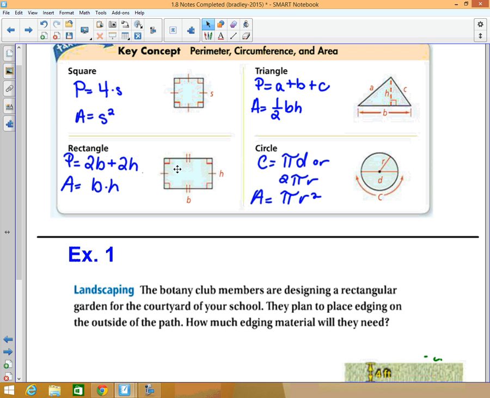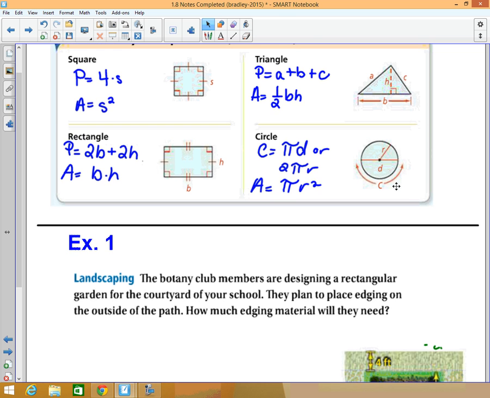For the rectangle, again, 4 sides, 4 right angles, but not 4 congruent sides. So for the perimeter, we can either add up base plus height plus base plus height, or we could say 2 times the base plus 2 times the height. And then for the area, again, it would be base times height.